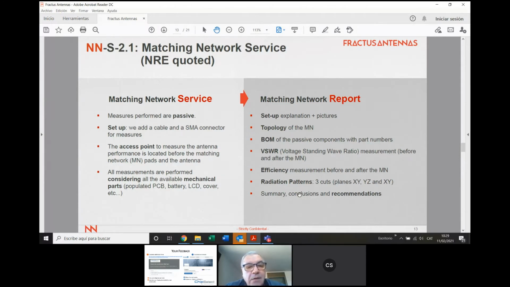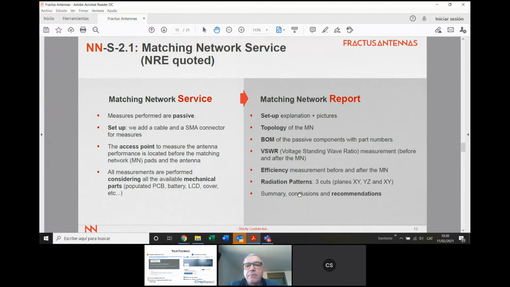Okay. And all the measurements are performed considering the availability of mechanical parts, so populated PCB, the batteries, LCD, covers, etc. In this case, we are taking into account the influence of all of the elements in the system on the antenna performance. And we are coming up with a report where we show you the setup we have performed, the explanation and pictures. We are giving you the topology of the matching network, the bill of materials of the passive components with part numbers. Remember that those are not simulated, they are real measurements.